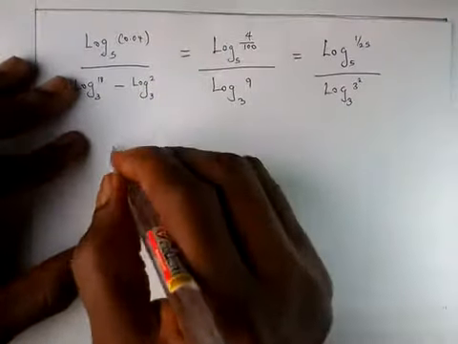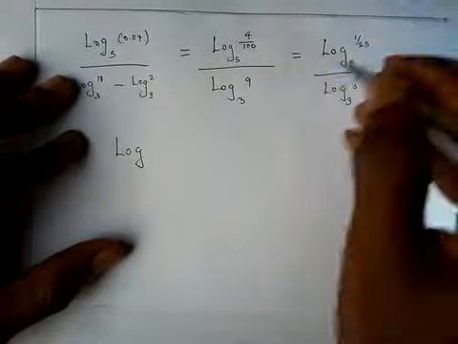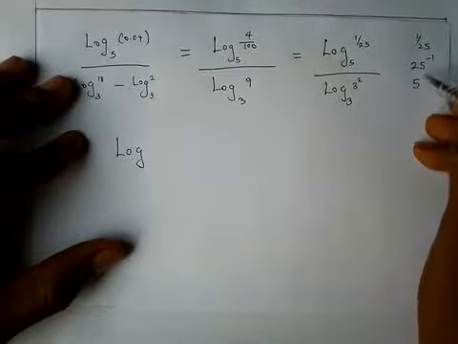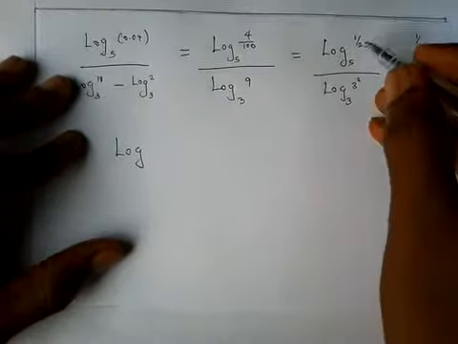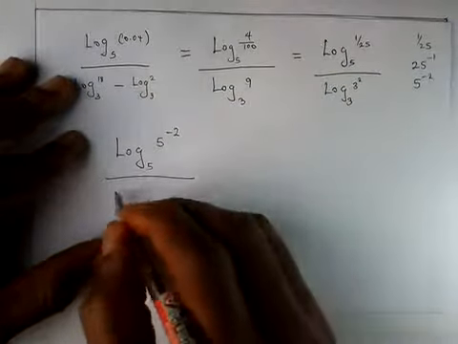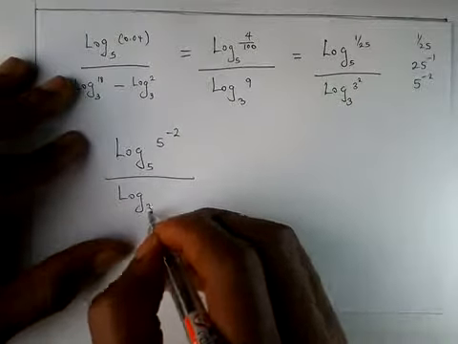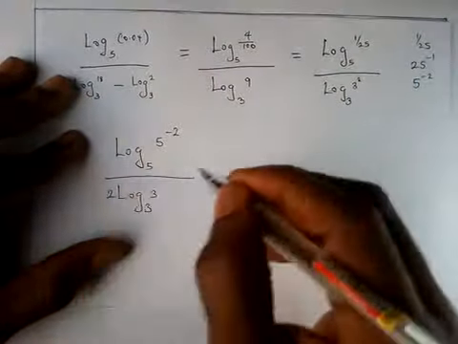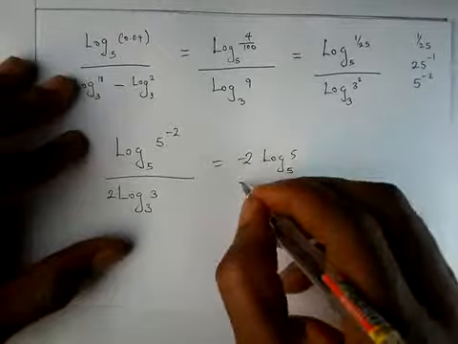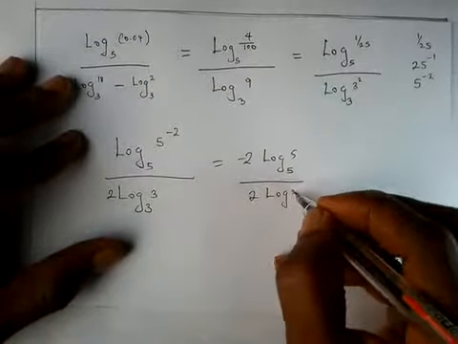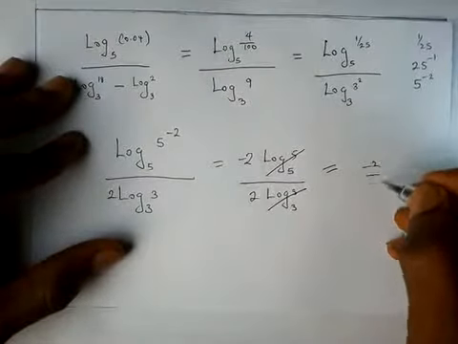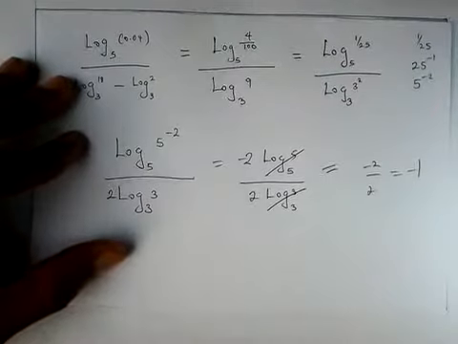This 2 comes down to give us log 1 over 25, which is 25 raised to power minus 1, which is 5 raised to power 2 times this gives you minus 2. So this is the same thing as 5 raised to power minus 2 to base 5 over log 3. This 2 comes down to give you 2 here. So this comes here to give you minus 2 log 5 to base 5 divided by 2 log 3 to base 3. This is 1, this is 1, because log 5 and log 3 are both 1. So minus 2 divided by 2, that's minus 1. Okay.